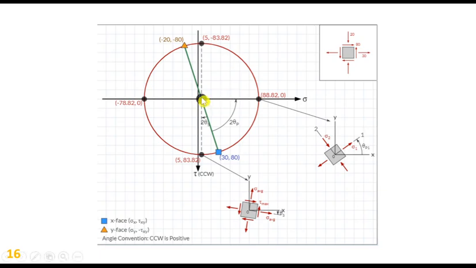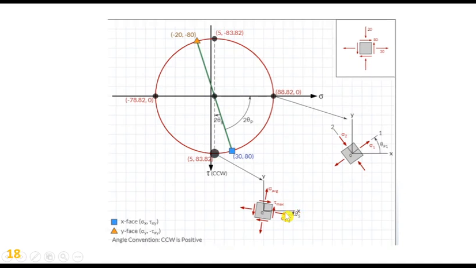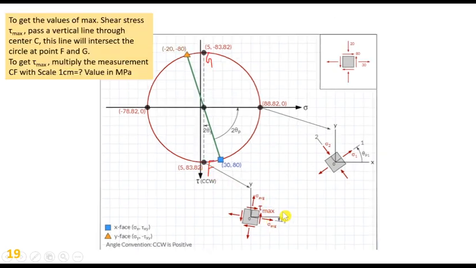This is center C, and at this point the state of stress will be like this. Tau max will exist, and other stresses will be sigma average, and the angle will be theta s. This again is shown.